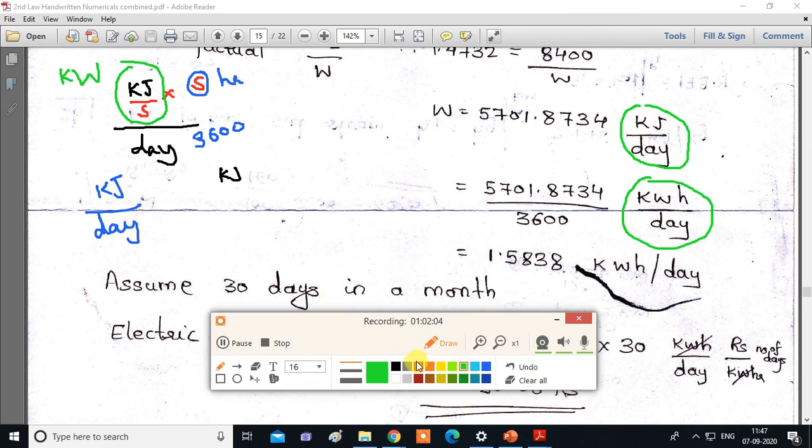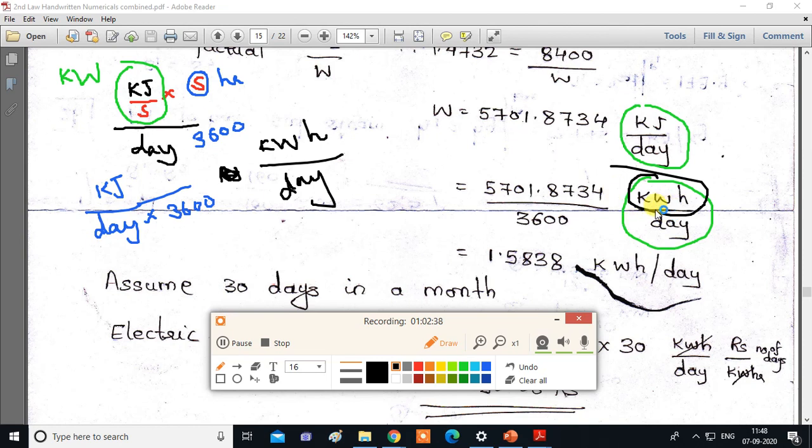So when you divide this equation by 3600, this kilojoule per second will become kilowatt. This second we have converted into hour, so kilowatt hour per day. In this way we get the unit. So kilojoule per day, when we divide by 3600, we get kilowatt hour per day. And what is this kilowatt hour? This is 1 unit of electricity. Okay, so here we will stop the lecture.